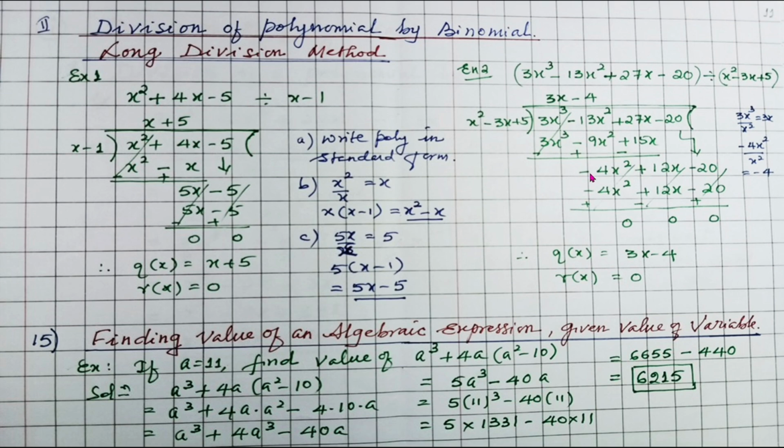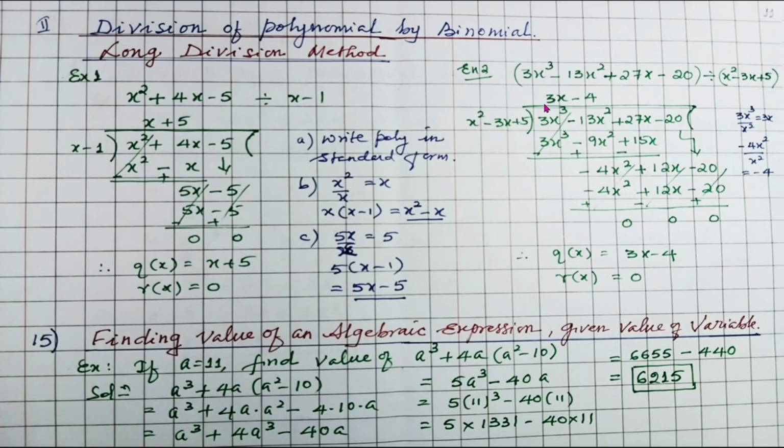Now I have to eliminate minus 4x square, so I have to multiply x square with minus 4. Minus into plus is minus, 4 into x square is 4x square, minus into minus is plus, 4 into 3 is 12x, minus into plus is minus, 4 into 5 is 20. Now change the signs and subtract it. Minus 4 plus 4 becomes 0, plus 12 minus 12 becomes 0, minus 20 plus 20 becomes 0, the remainder is 0.